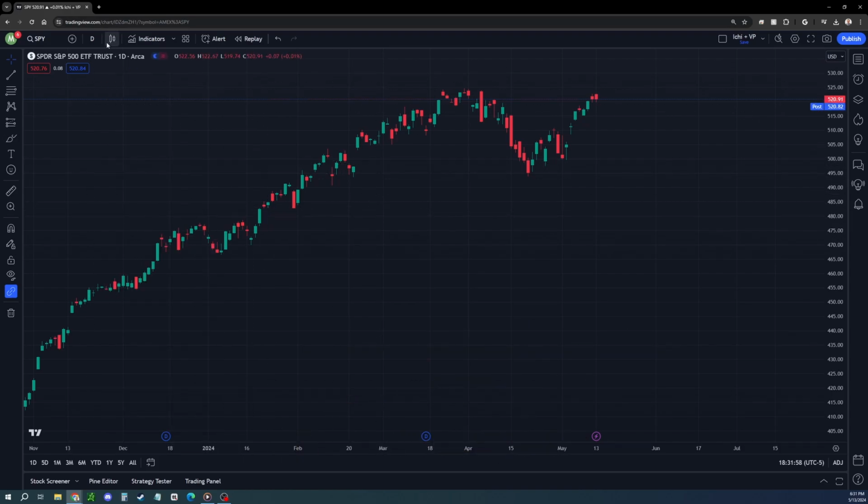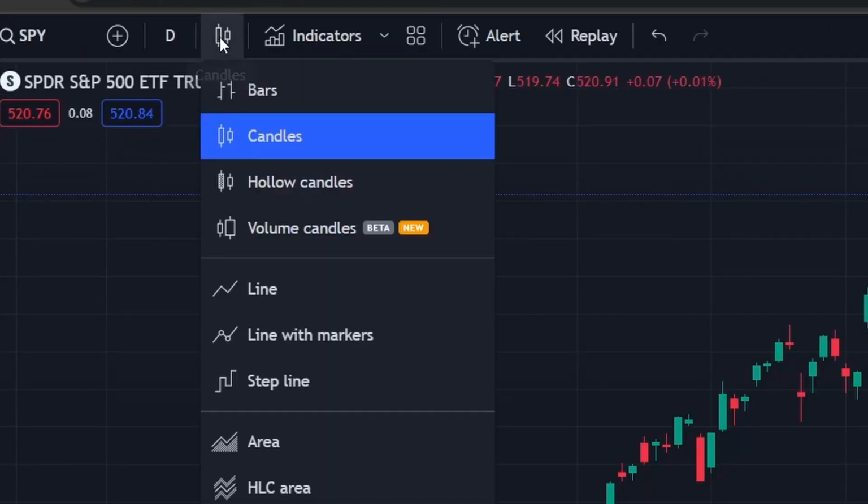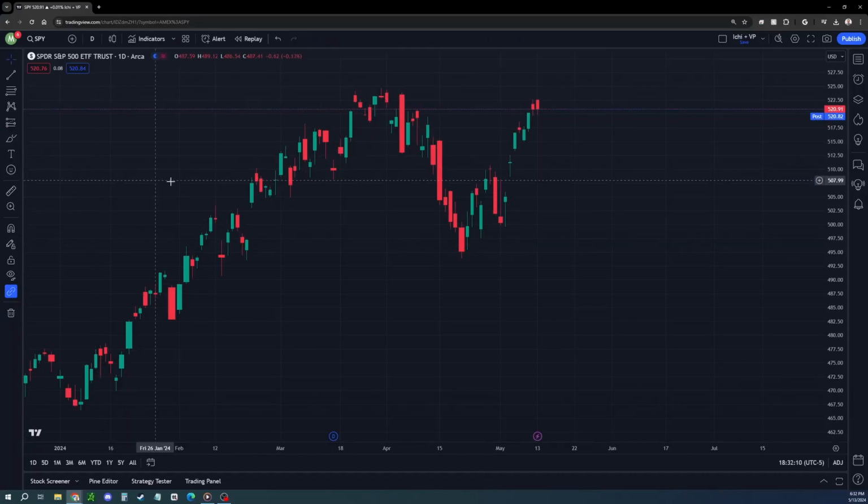To use the volume candles on TradingView, open up any chart. Next, click on the chart type icon at the top left next to the indicators button. Once you click on it, select volume candles and your candles will update on the chart.